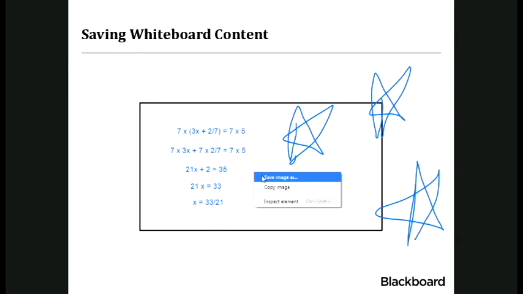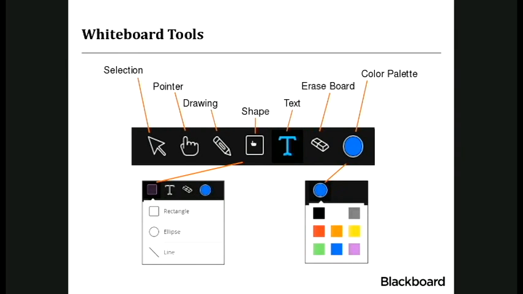Of course, the whiteboard tools are available to you. They are simple and easy to use. Again, the select tool, the pointer, the pencil, the drawing shapes, the text, the erase, and the color palette is going to go to the text, shape, and the pencil.